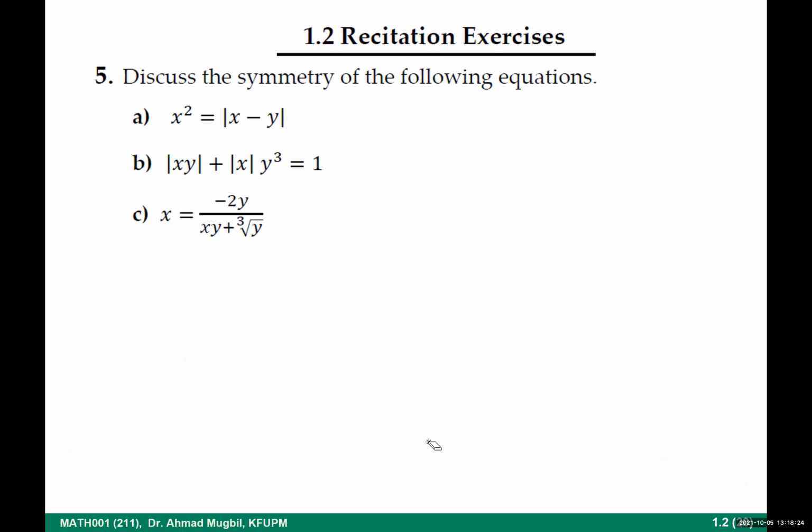I think you are ready now to practice, Shabab. Please, in your notes, tell me or discuss the symmetry of the following equations, one by one. If you finish A, go to B. If you finish B, go to C. And tell me which one is symmetric with respect to what?